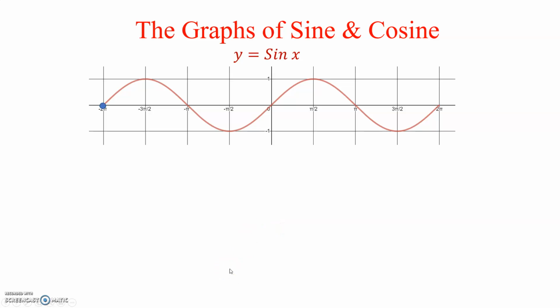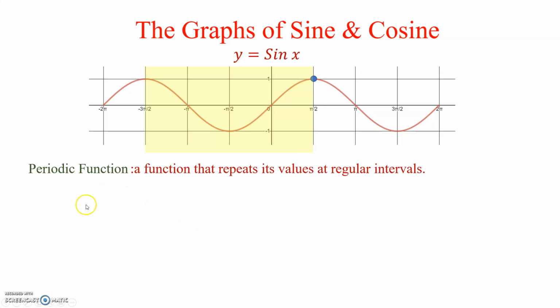So first thing we notice is if I went along the graph of sine of x, there will be a point at which the graph starts to repeat itself. If I started at a different place and went along the graph, again, there would be a point at which the graph would start to repeat. When this occurs, that means we have something called a periodic function. It's a function that repeats its values at regular intervals.